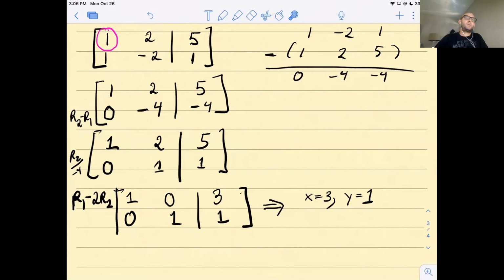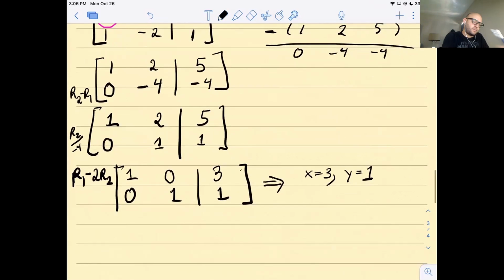So we're just doing X and Y, but if you do X, Y, and Z, you would have a 3x3 system. So you'd have a bigger matrix to work with. Let's try one more.